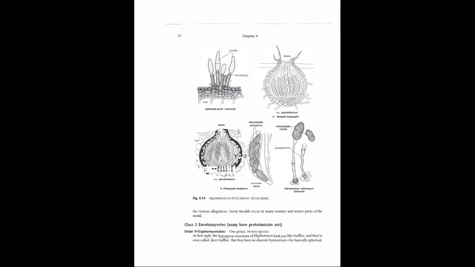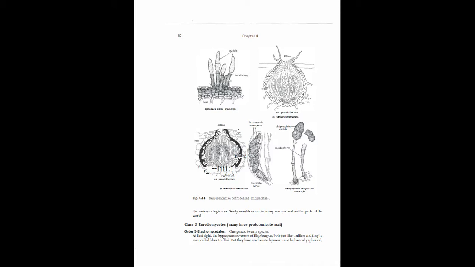Chapter 4. Spilocaea anamorph vs pseudothecium. A. Venturia inaequalis. Ostiole, dictyoseptate ascospores. Pseudothecium, dictyoseptate conidia. B. Pleospora herbarum, Stemphylium botryosum anamorph. Fig 4.14 Representative Dothideomycetes, bitunicate.